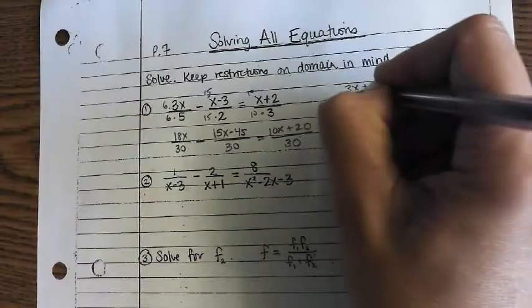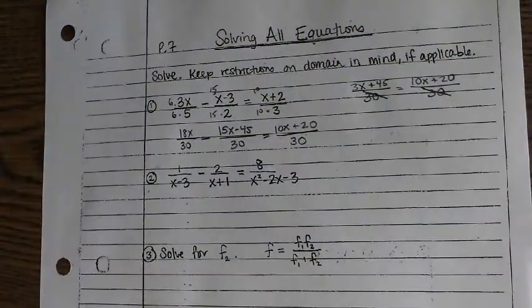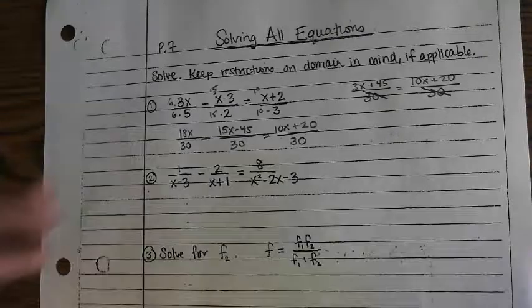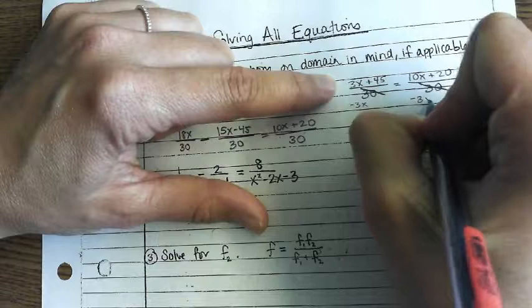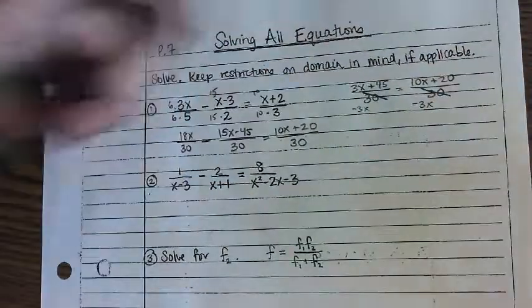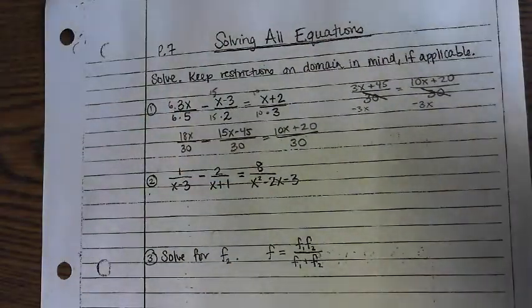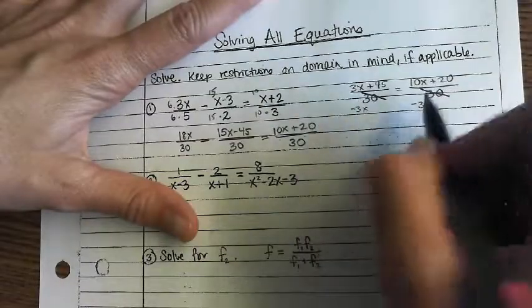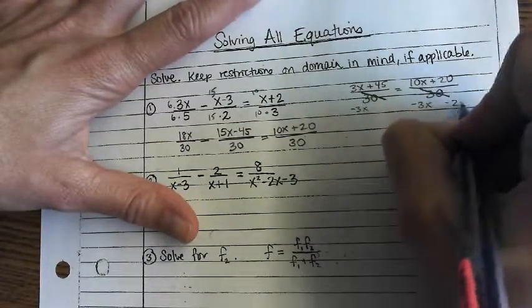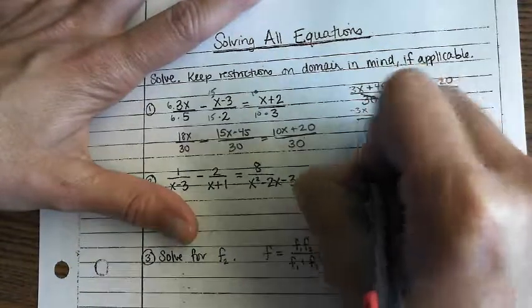You can cross out those denominators, absolutely. And then we're going to solve this like a typical linear. So subtract the 3x over to the left, or over to the right. I don't know if you guys choose to bring the 10x over to the left. That's fine too. I just like to keep my x positive. So my x's are going to the right. My non-x's are going to the left. So I'm subtracting that 20.